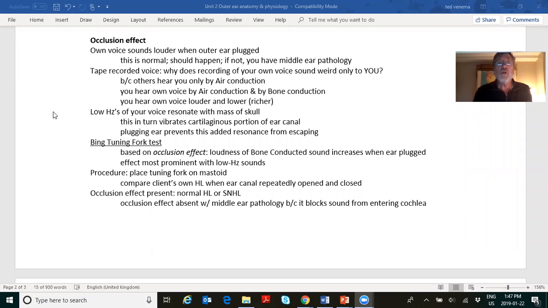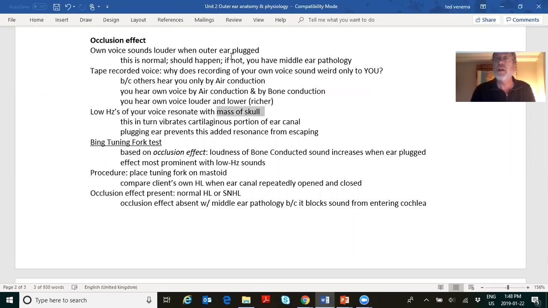The low frequencies of your voice, put a star by this, because there's 5 pieces in here. So put a 1 on top of low frequencies and add something here. Low frequency bone conducted sounds, BC, before Christ, British Columbia, low frequency bone conducted sounds, just jot that in there, resonate with the mass of your skull.